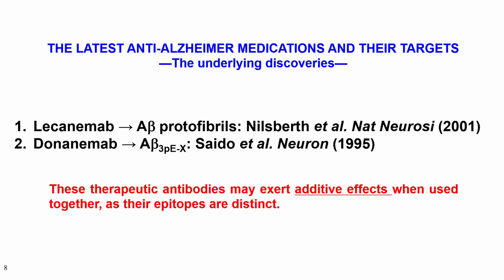At present, 2 disease-modifying therapies have been approved. One is lecanemab, the basis for which was provided by the group led by Lars Lannfelt. The other is donanemab, for which my collaborators and I made an initial contribution. These therapeutic antibodies may exert additive effects when used together as their epitopes are distinct.